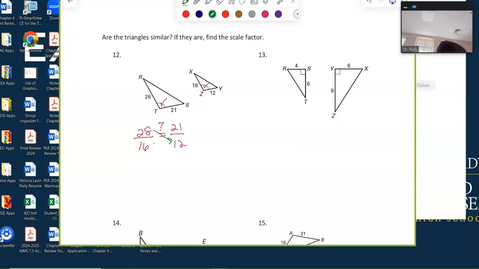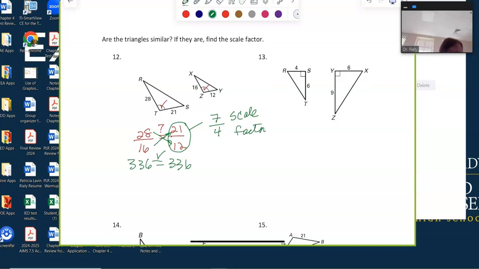So if I multiply this times this, I will get 336 equals 336. Bingo. I have proportionality because those two fractions are equal. So I can take one of them now and reduce it. So if I put a 3 in the numerator, I get a 7. If I put a 3 in the denominator, I get a 4. And that is my scale factor.